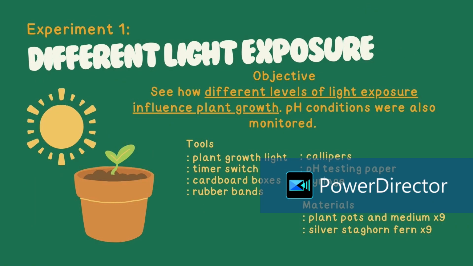So I'm going to first talk about our first experiment, which is different light exposure. In this experiment, our objective is to see how different levels of light exposure influence plant growth. So, subsequently, with this experiment, we will be able to conclude which level of light, whether it is high, moderate, or low, is most efficient for the plant to grow fastest.